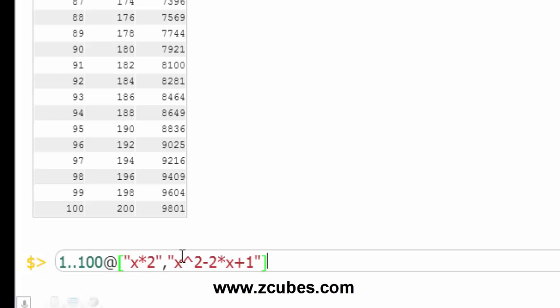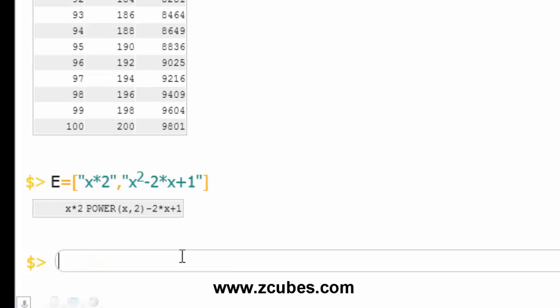We could have reused the computation similarly as well, such as we can say our functions are stored in the variable e, and if you notice, two functions are stored in the name e. What can we do with this? Similarly, 1 through 100 at e applies to e functions, the data 1 through 100, or we could have said the functions are applied to 1 dot dot 100 and get the results.